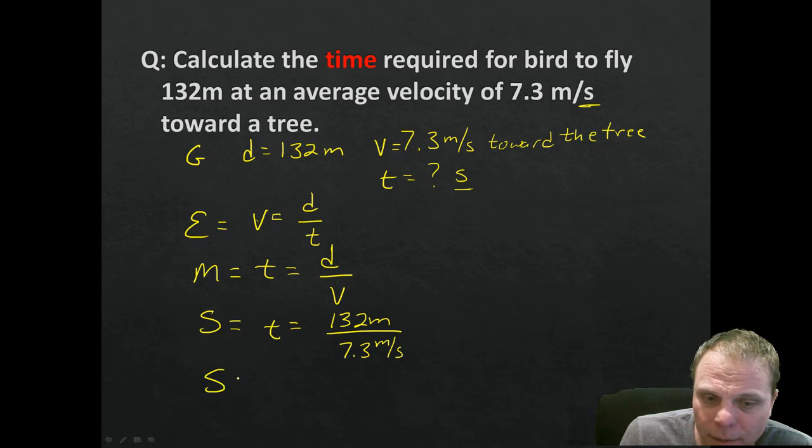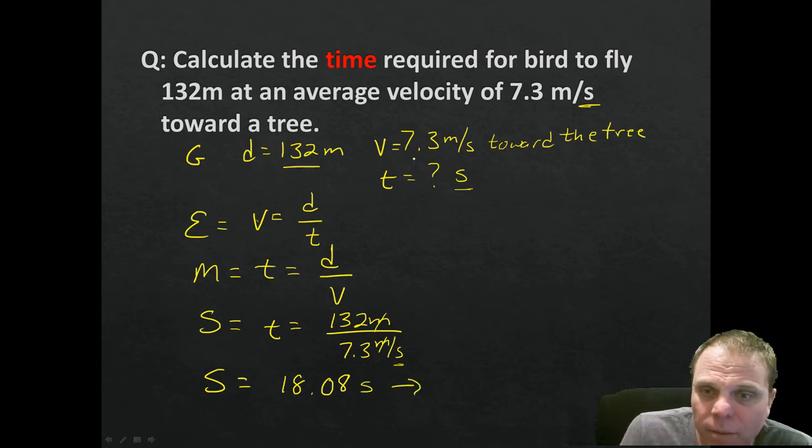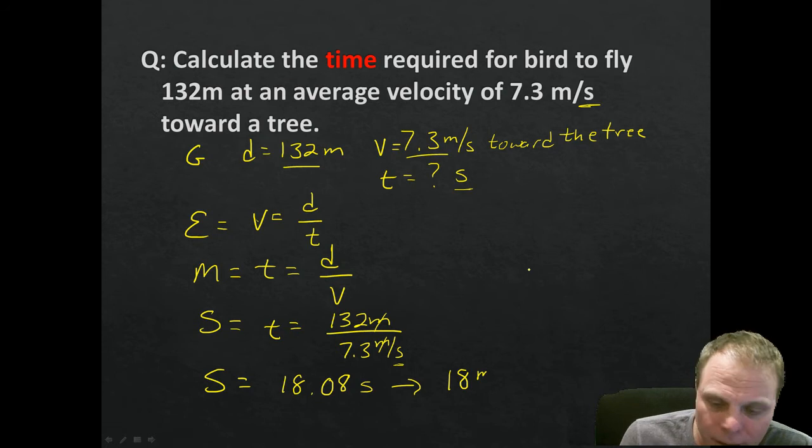The last step here. We've got 18.08, and our meters canceled out, so we're left with seconds. Now, we can't leave it like that, because we have three sig figs here, but only two sig figs here, so our final answer has to have two sig figs. So we just have to say 18 seconds as our final answer.